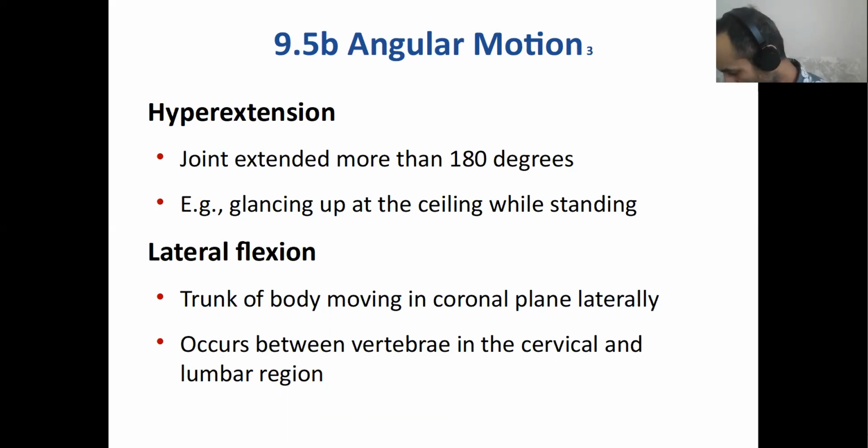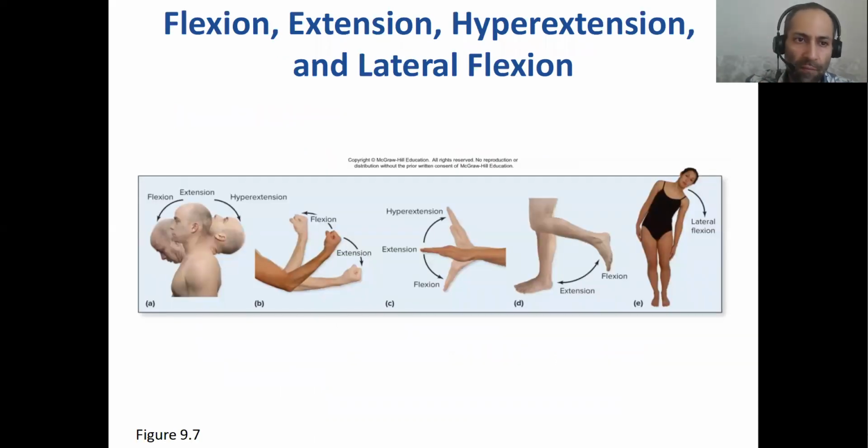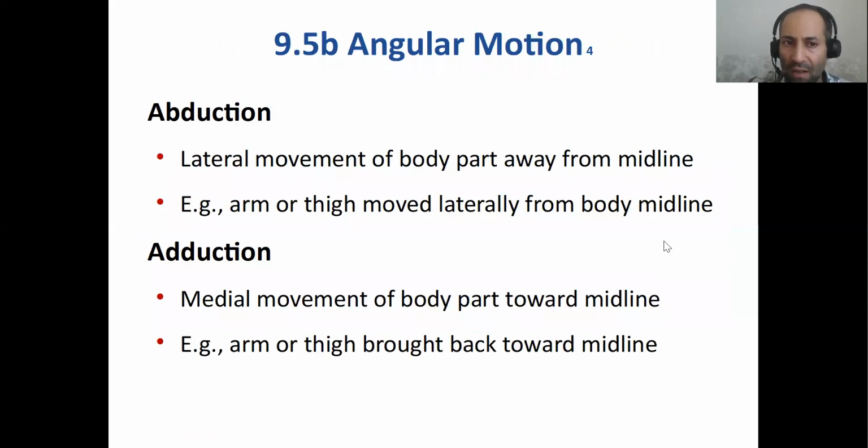This is flexion of the neck. This is extension of the neck. This is hyperextension of the neck, like a whiplash injury is what that would look like. Lateral flexion, when you twist your torso to the side, that's lateral flexion. So here, look at the guy: flexion of the neck, extension, hyperextension. Again, flexion of the arm, extension of the hand, hyperextension, extension, flexion, flexion and extension in the leg, and lateral flexion. You can see all of them.